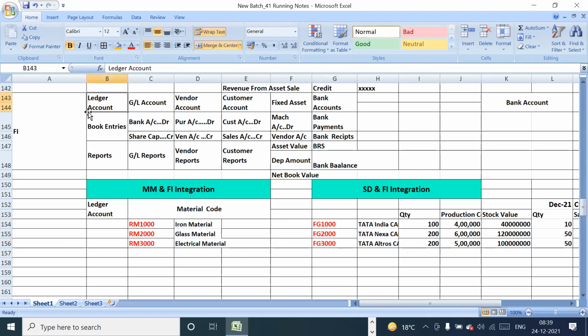Just as in your finance model, your GL account, vendor account, customer account and asset code help with your tracking, the same way on the MM side and SD side, these material codes are more important. MM people will first create the ledger accounts, nothing but material codes. Then they can start. First they create the ledger accounts.